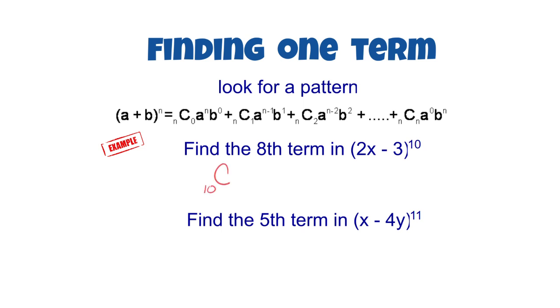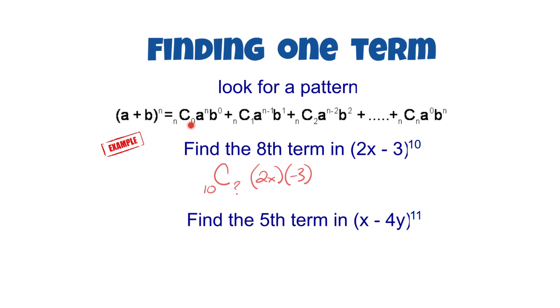Combinations of 10. Choose, I don't know yet. Let's wait and see. 2x is going to be raised to some power. Negative 3 is going to be raised to some power. What we have to do is notice the pattern as this goes down the line. What's going to happen on the 8th term? And I think this right here is what's helpful.